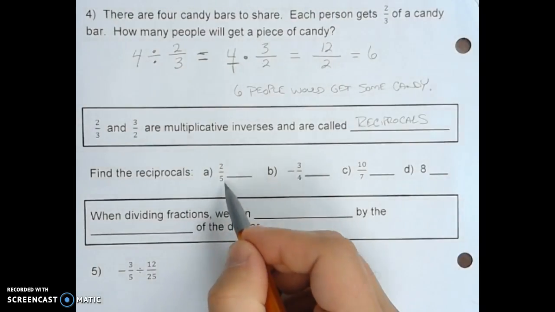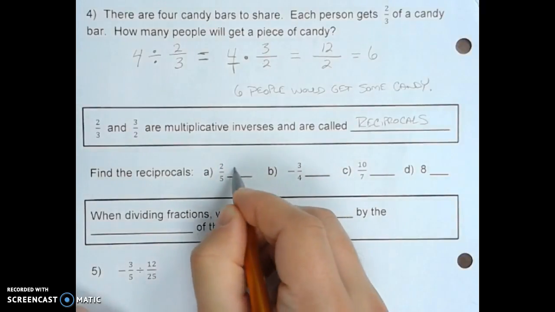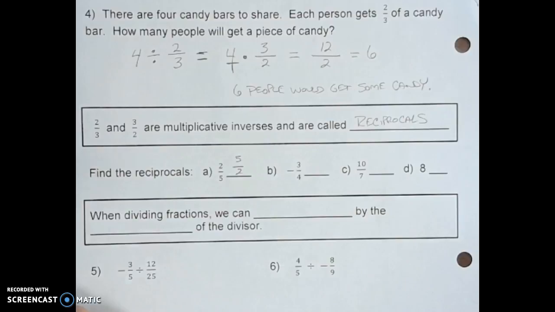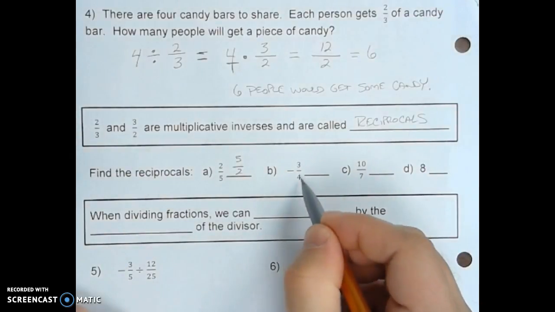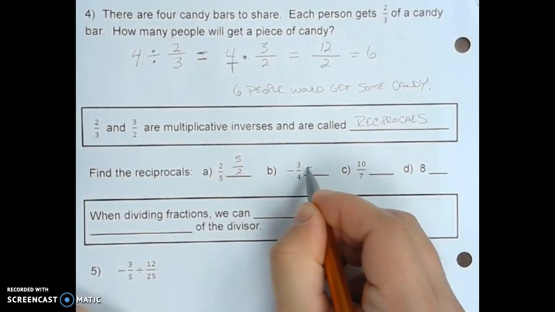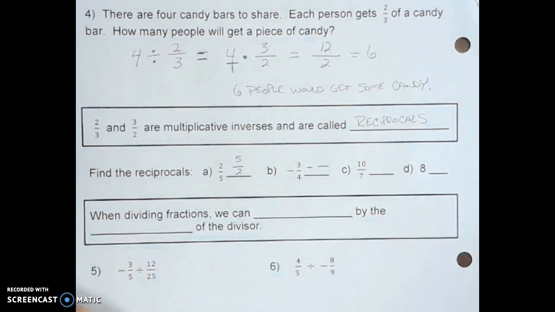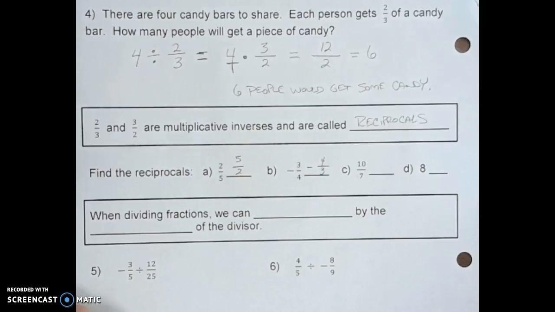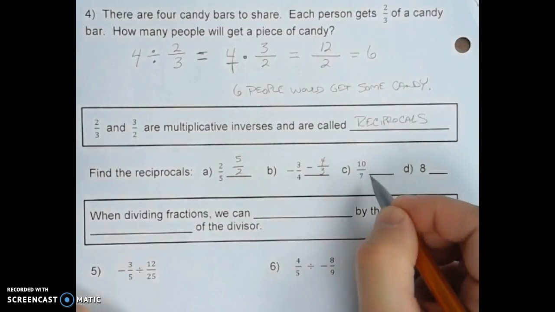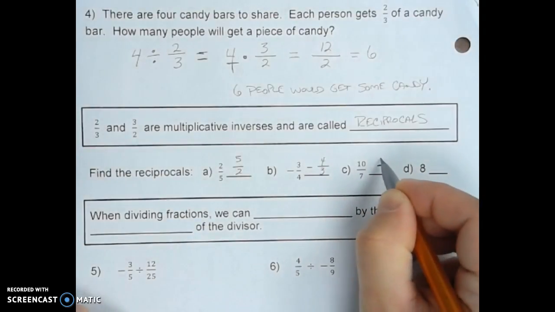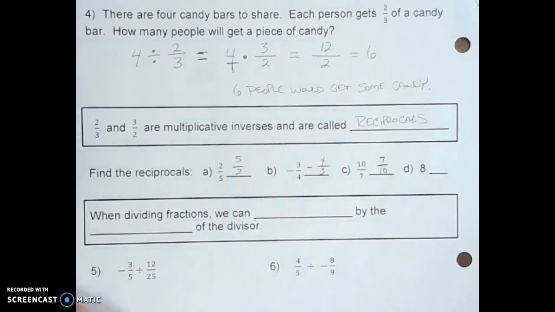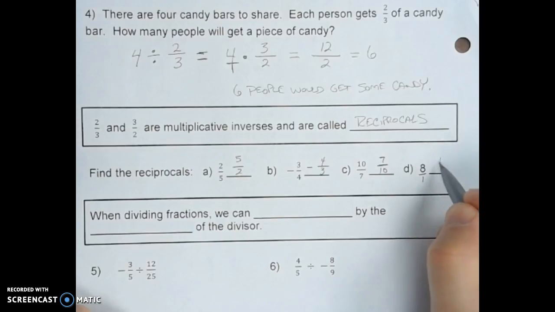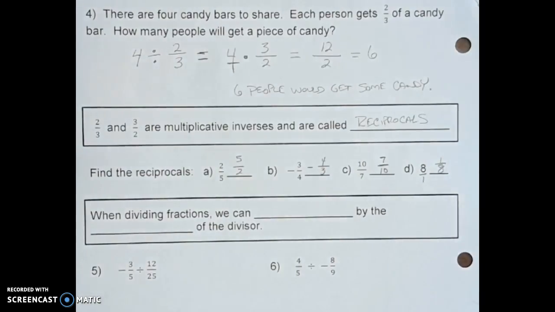So for this example on 2/5, I'm just going to switch the numerator and denominator. The reciprocal is going to be 5/2. For negative 3/4, again, I'm still going to be negative, but now I'm going to switch where the numerator and denominator are. The reciprocal of negative 3/4 is negative 4/3. The reciprocal of 10/7 is just going to be 7/10. And the reciprocal of 8, remember that's 8 over 1, the reciprocal here is going to be 1/8.